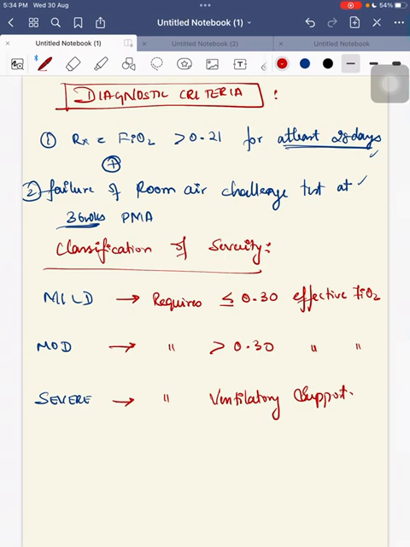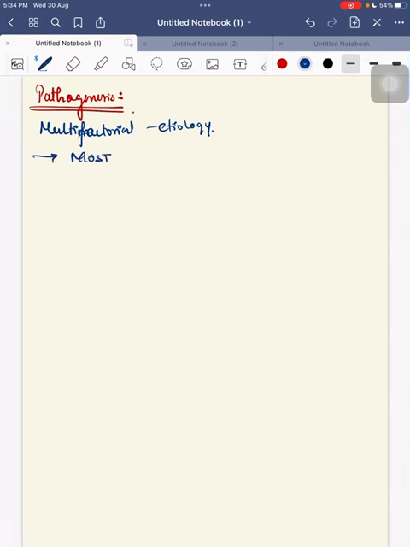Next we'll go into its pathogenesis. Here we'll cover pathogenesis and pathology. In pathology, they classify it as old BPD and new BPD, and we'll see its management. Now the pathogenesis. BPD is multifactorial in its etiology. The most important etiological factor required for BPD to occur is prematurity.